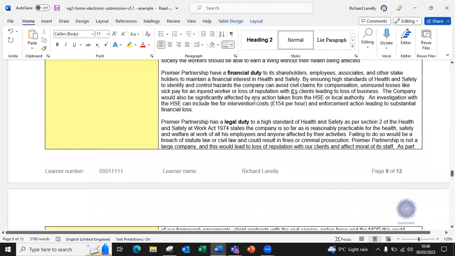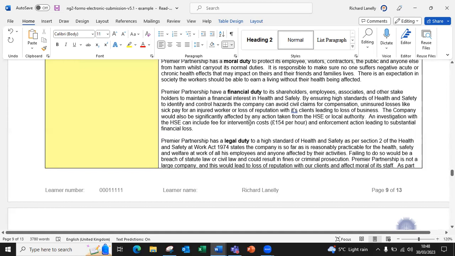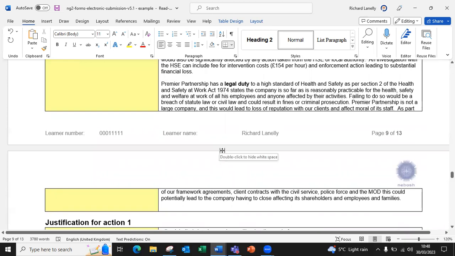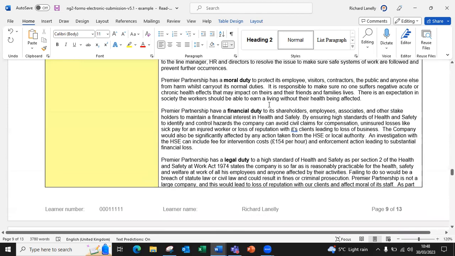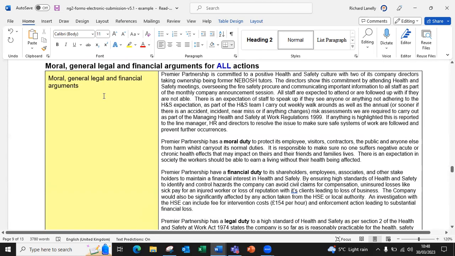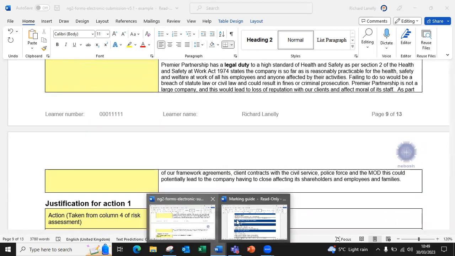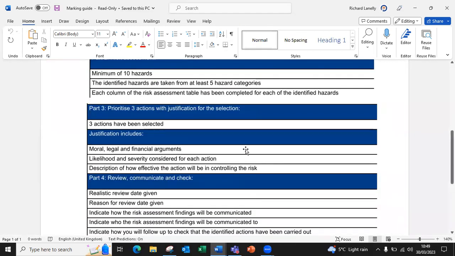For the financial, if you remember, in your book you've got direct and indirect costs. Make sure you mention that. Legal duties: this is legally what we've got to do, so it's legislation, regulations, all that sort of stuff. This is all in your book. Very, very easy to do. I would do 3 separate paragraphs and highlight the words. It just draws the marker's eye to it straight away and they know that you've hit the nail on the head. So that's the moral, legal and financial arguments.